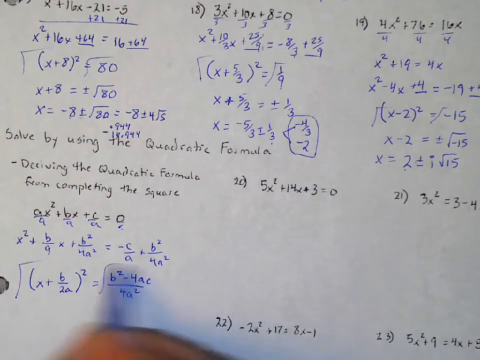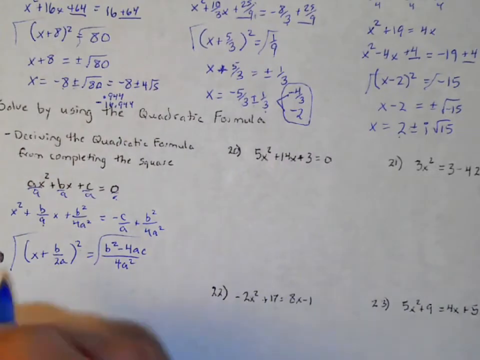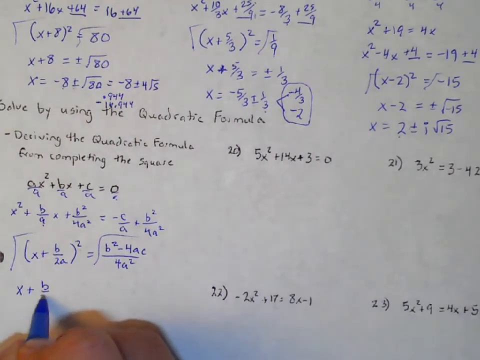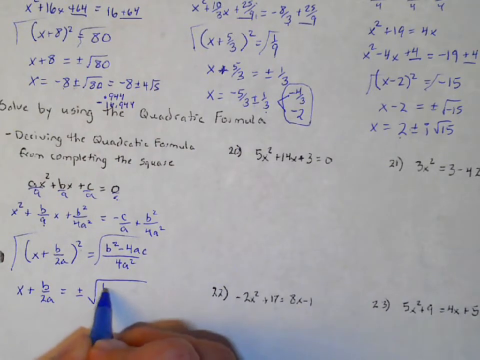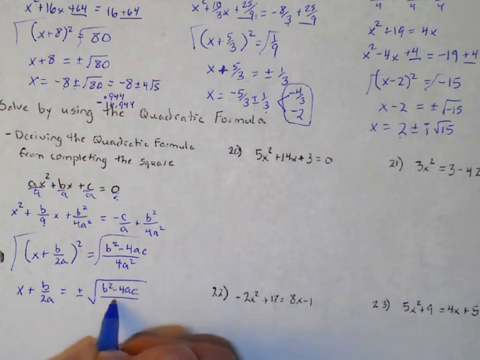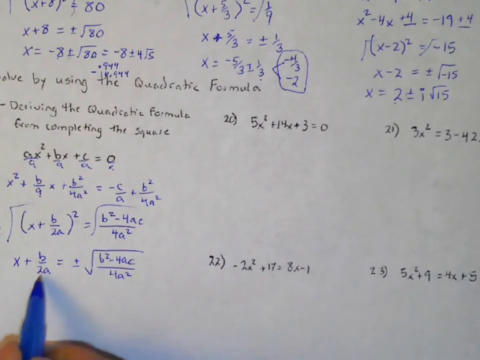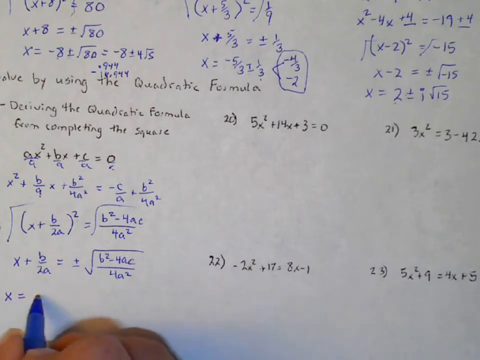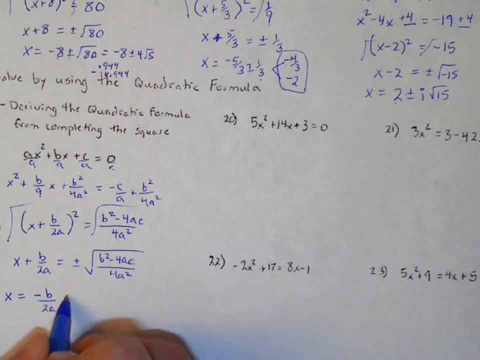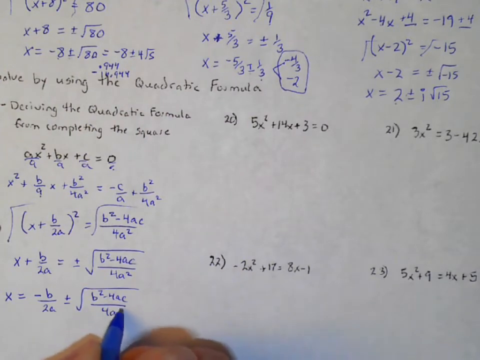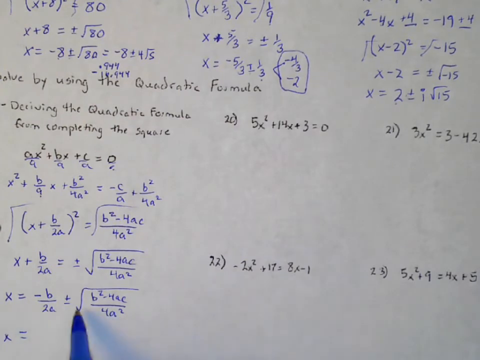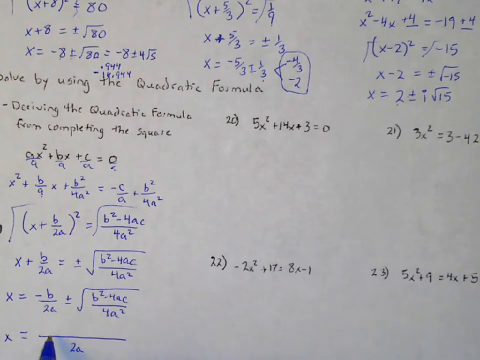Next step is that we take the square root of both sides. So x plus b over 2a is equal to positive or negative of this. And we're going to add this over, subtract this over. And the last step is that the square root of 4a squared is 2a, the square root of 4 is 2, and the square root of a squared is a. So notice we have the same denominator, so we have common denominators.